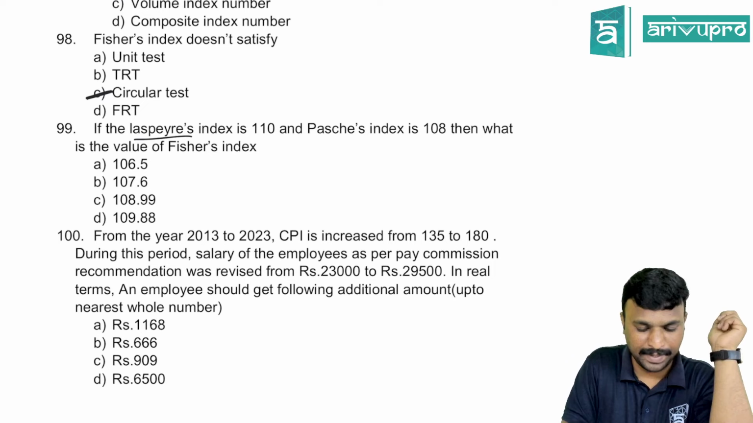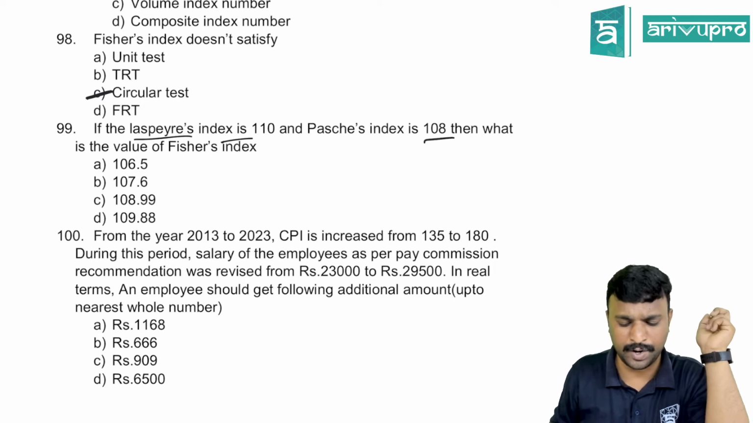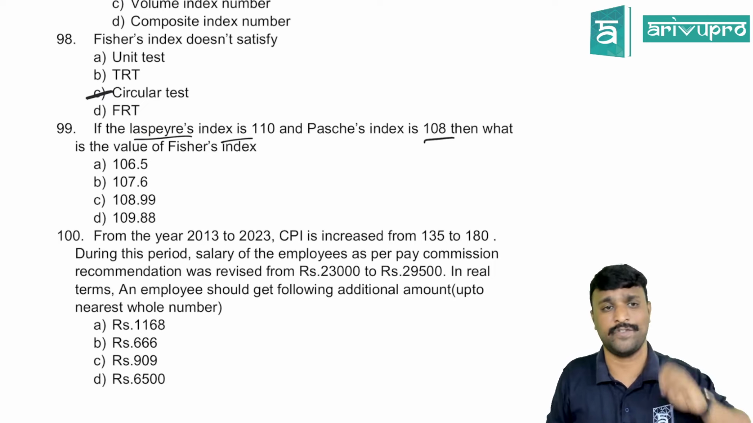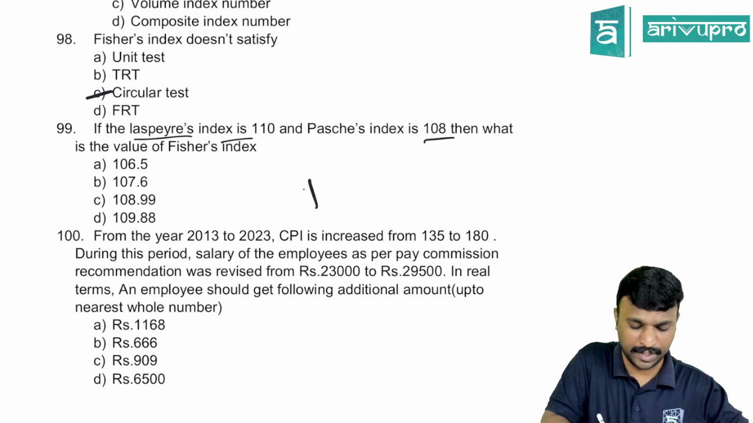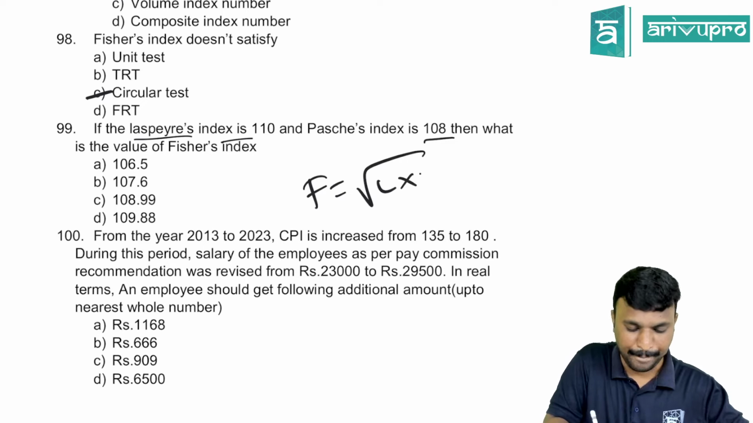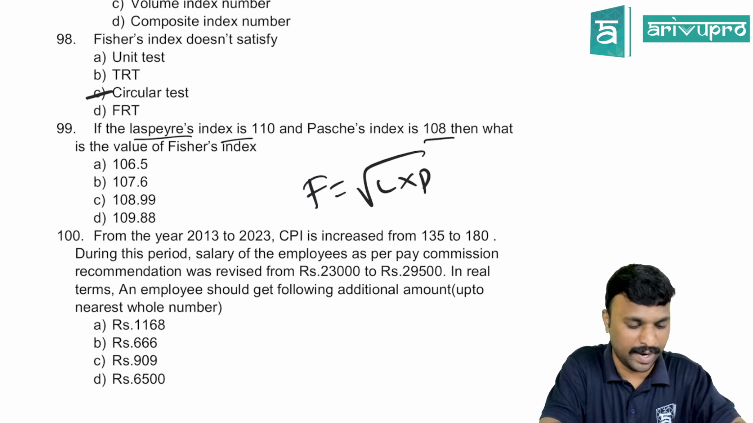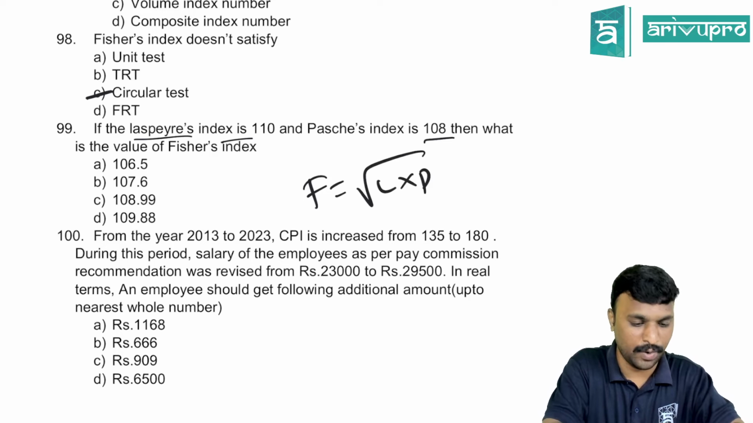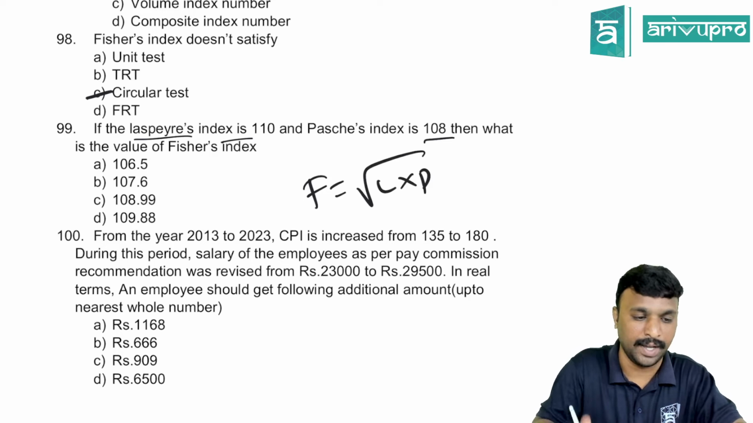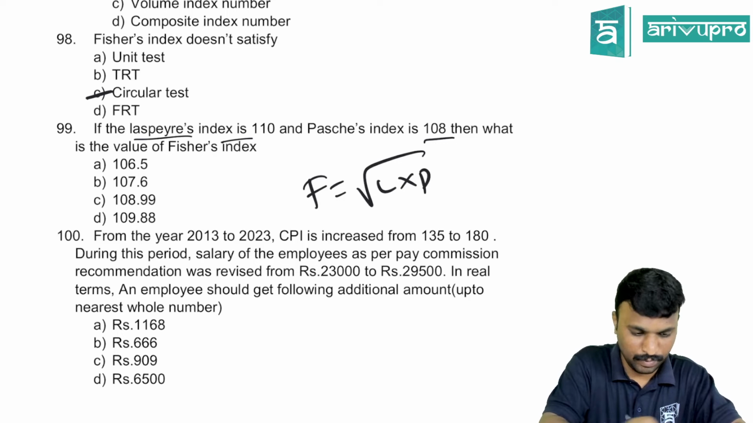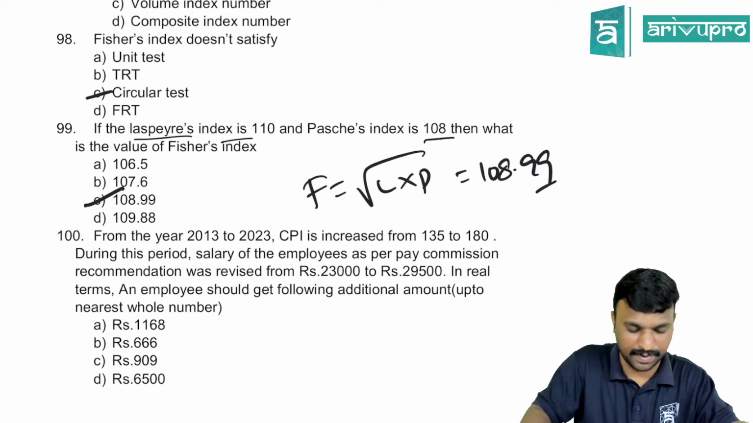99. If the Laspeyres's index is 110, Paasche's index is 108, what is the value of Fisher's index? So F is root of L into P, multiply Laspeyres's and Paasche's. 110 into 108. Press equal and press the root. You get 108.99. Option C is the right answer.